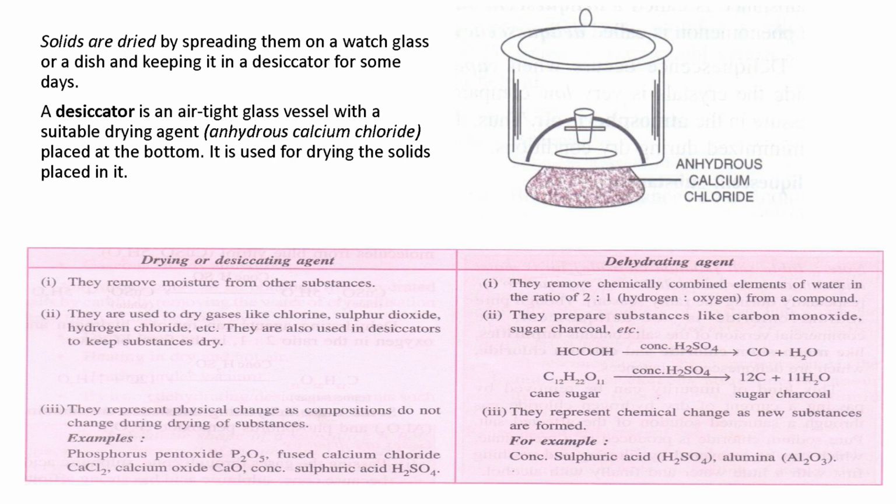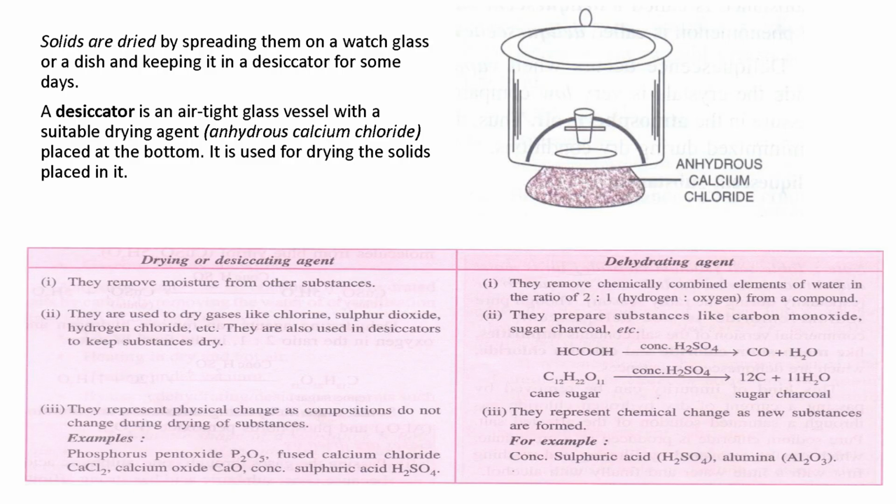The next topic is how can we dry the solid. Solids are dried by separating them on a watch glass or a dish and keeping it in a desiccator for some days. So this is the diagram of a desiccator. You can see a desiccator is an airtight glass vessel with a suitable drying agent, that is anhydrous calcium chloride, placed at the bottom. It is used for drying the solid.